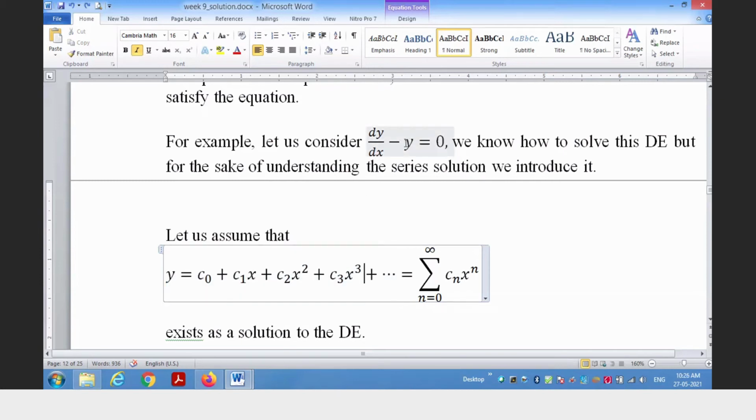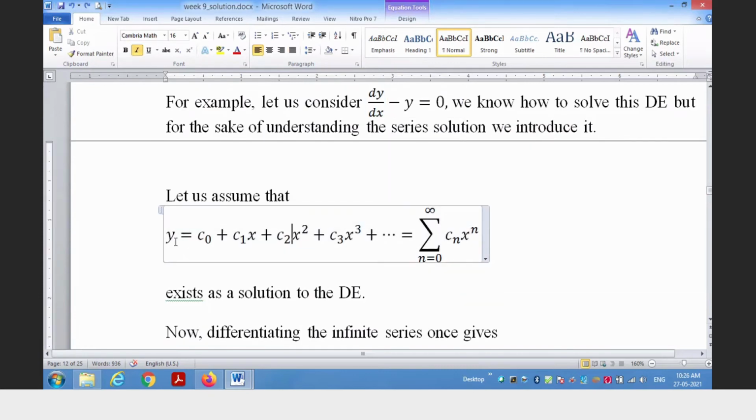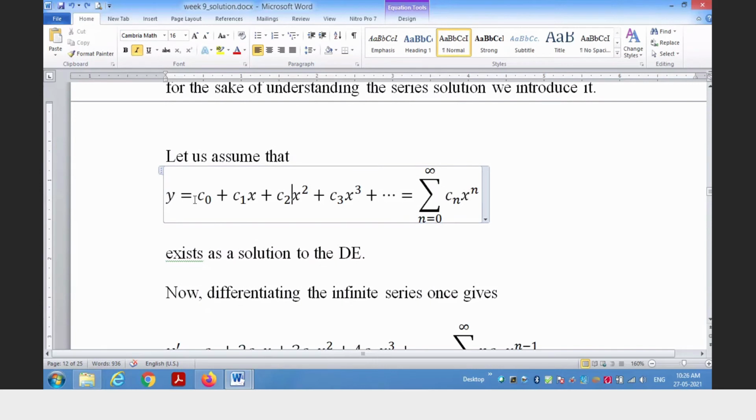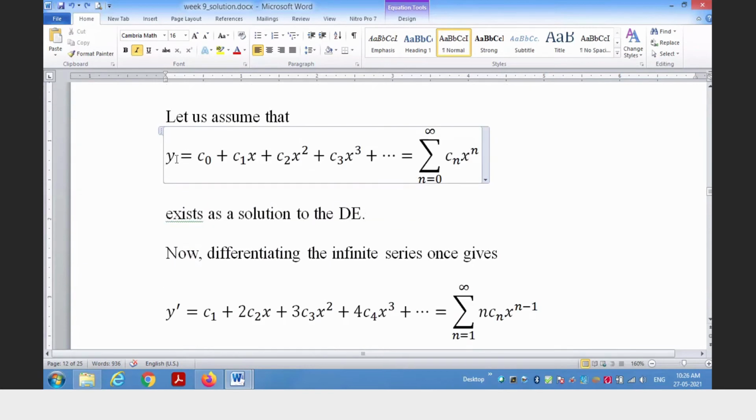Now in order to find c0, c1, c2, c3, and so on, first we substitute this y in terms of this power series. And then to get dy/dx in power series, we have to differentiate this series. So y equal to c naught plus c1 x plus c2 x squared plus c3 x cubed and so on. So we need to differentiate this y with respect to x, or y prime.